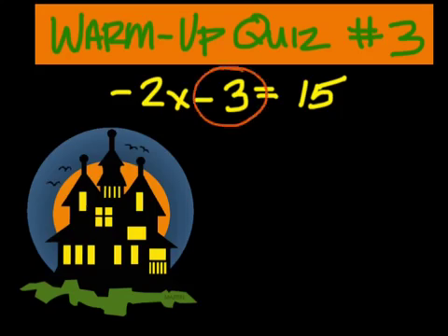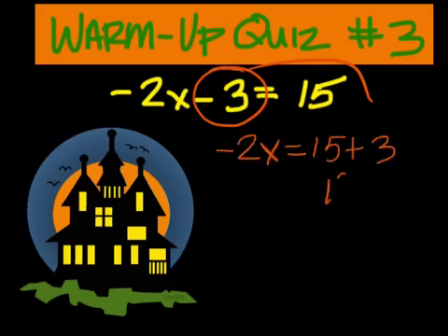Alright, you have to move this to the other side, so it becomes plus 3. 15 plus 3 is going to be 18. You will divide that by -2 to get an answer of -9.